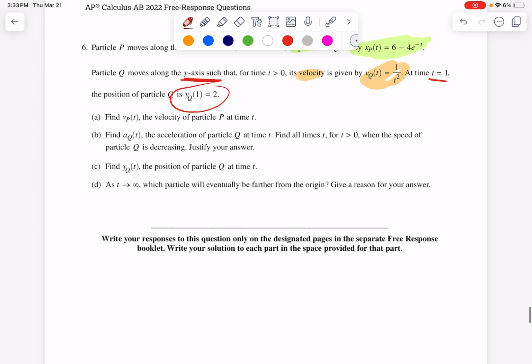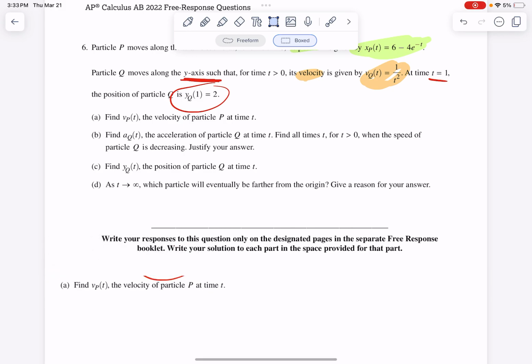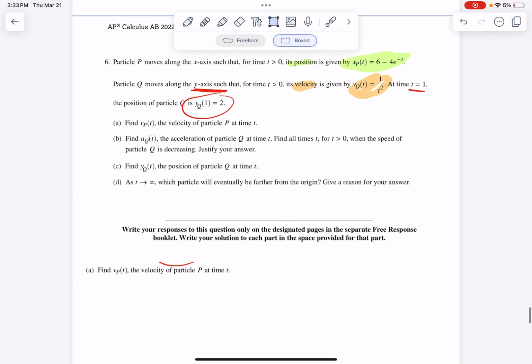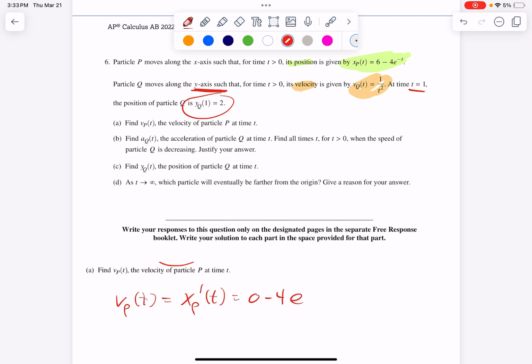All right, so A, find, okay, let's see if we can do this with 5% more. Find Vp of t, the velocity of particle P at time t. So velocity is the derivative of position. And let's make that clear. As obvious as you think that is, write it down. So Vp of t is the derivative of xp of t, which is 0 minus 4 times e to the negative t times negative 1 from the chain rule. So we get 4e to the negative t.